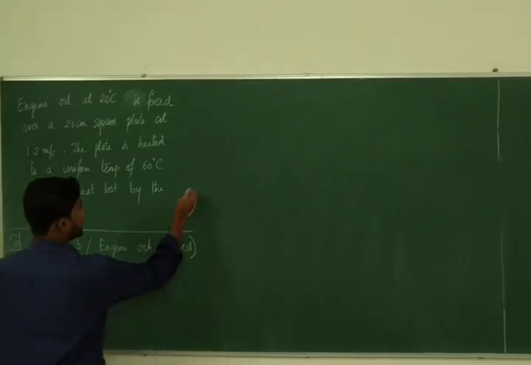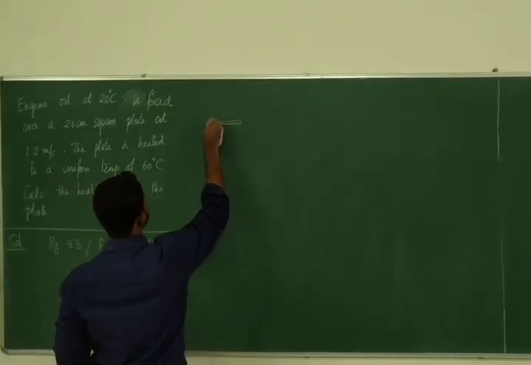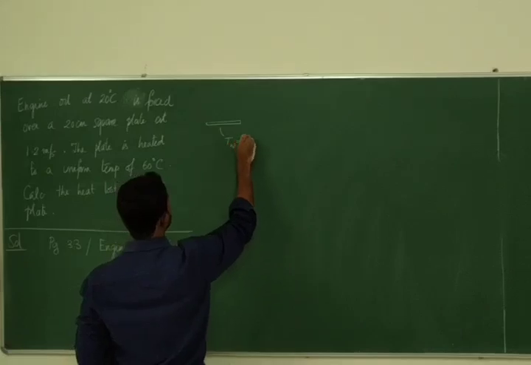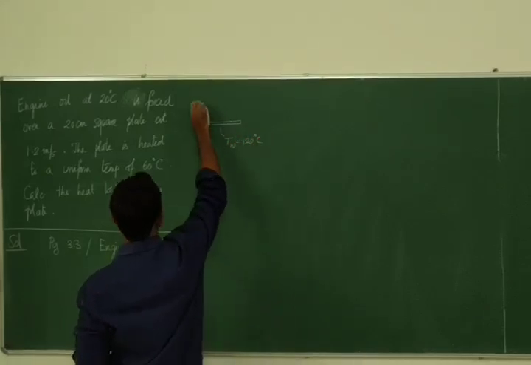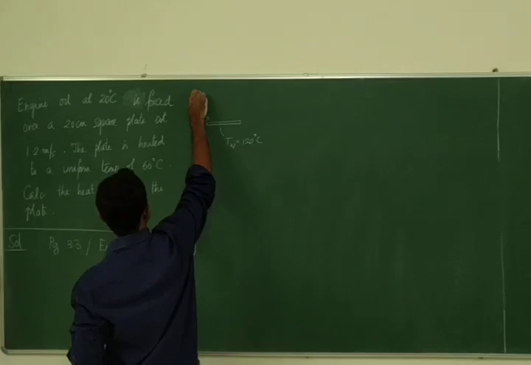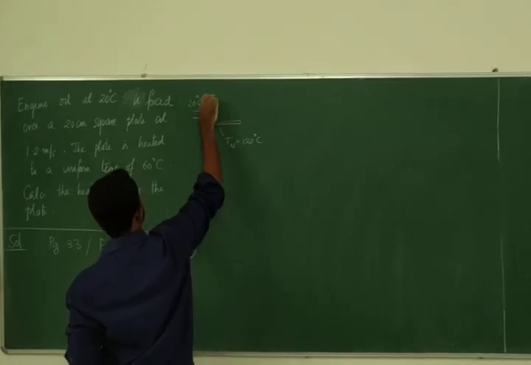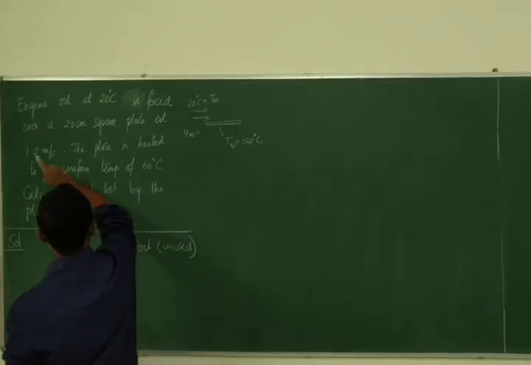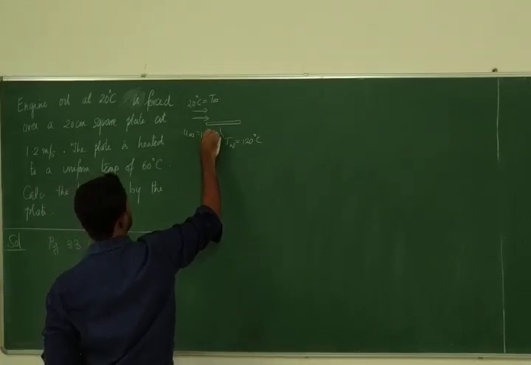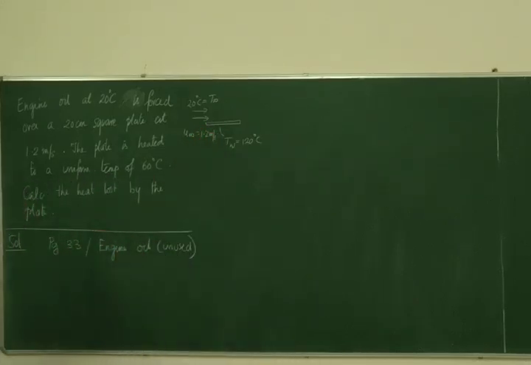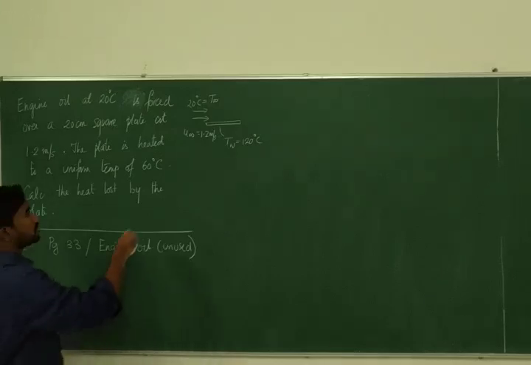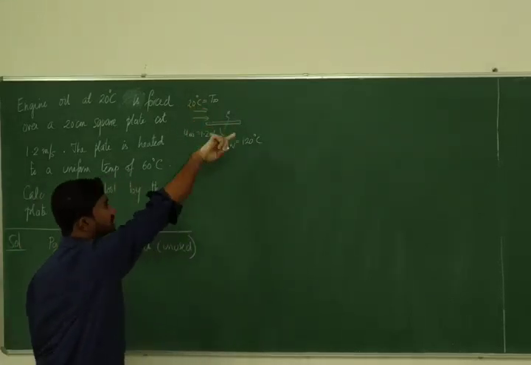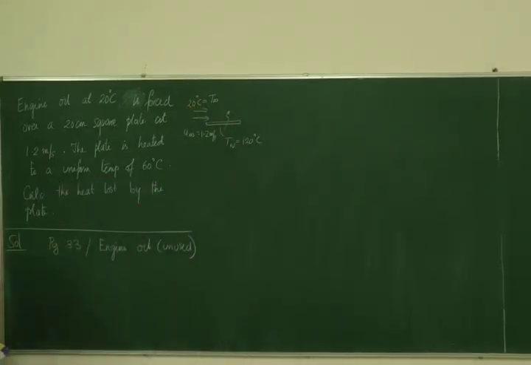Now you have a plate which is at TW equal to 120 and you have engine oil coming at 20 degrees Celsius, which is T infinity. And what is U infinity? 1.2 meter per second. Now calculate what is the heat loss by the plate. Now the plate is going to get cooled and the engine oil is going to get heated up.